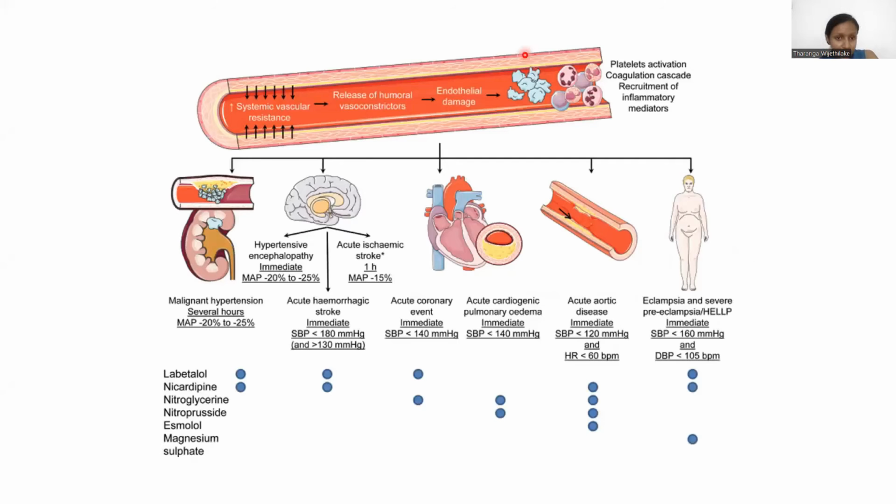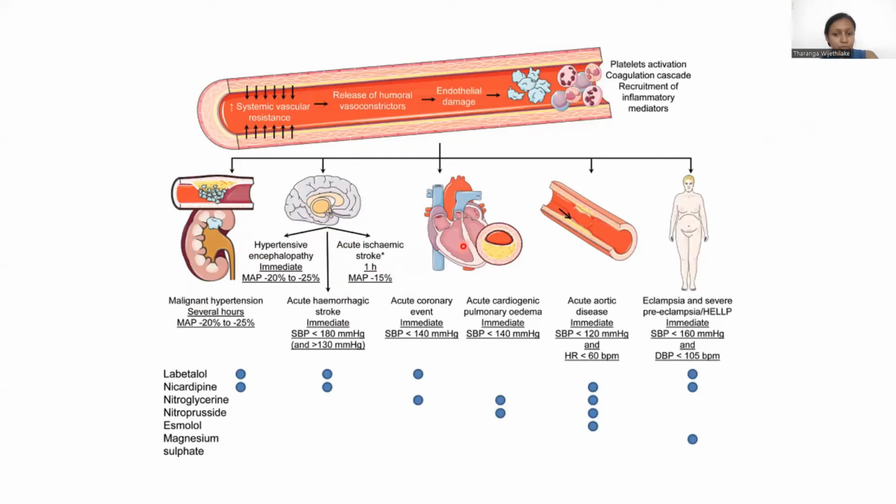Right, so basically, hypertensive emergencies are like this. This is the summary of all that we have done up to now. So you can have hypertension causing renal damage, hypertension causing brain damage, which can present as encephalopathy, stroke, or hemorrhage.